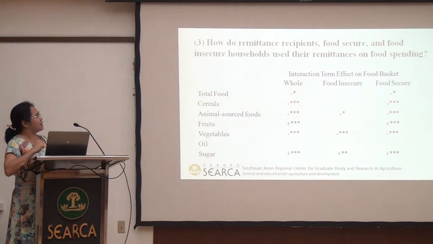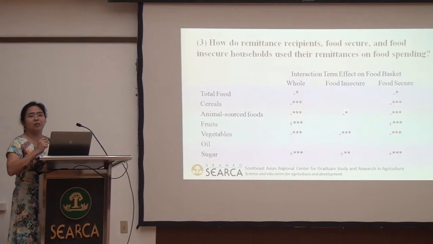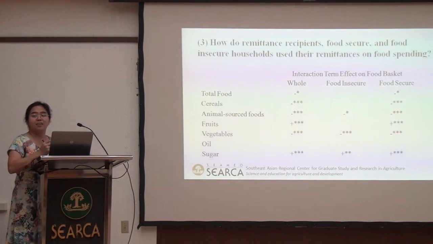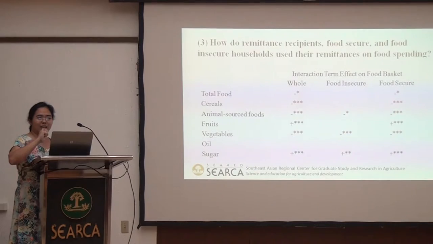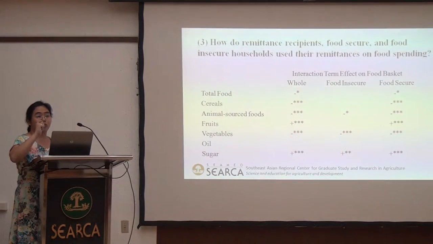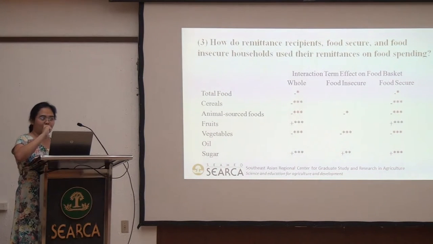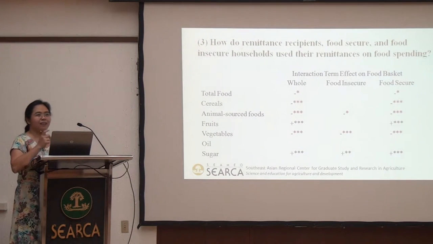Now, the coefficient of the interaction term is actually no other than the MPC, the marginal propensity to consume. So what is the marginal propensity to consume? That is the change in consumption over the change in income. The change in income, or the additional income, is due to remittances. Of course, we try to find out if once the income rises, would people be buying more of that particular good or not? And again, remember Engel's law?